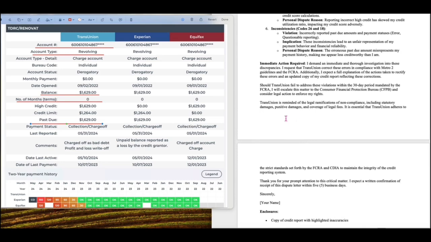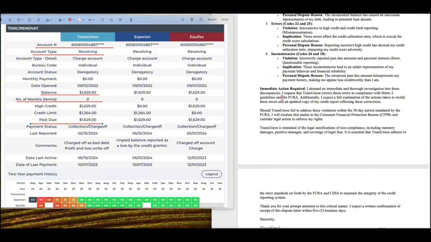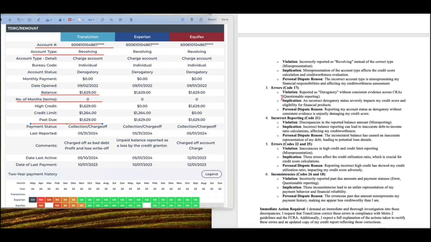And then of course you have your immediate action required, or your demand for attention, or your demand for dispute, whatever you want to say. I demand an immediate and thorough investigation into these discrepancies. I request that TransUnion correct these errors in compliance with Metro 2 guidelines and the Fair Credit Reporting Act. Additionally, I expect a full explanation of the actions taken to rectify these errors and an updated copy of my credit report reflecting these concerns. Then there's a little bit more verbiage, but as you can see, there's not really much letter verbiage.